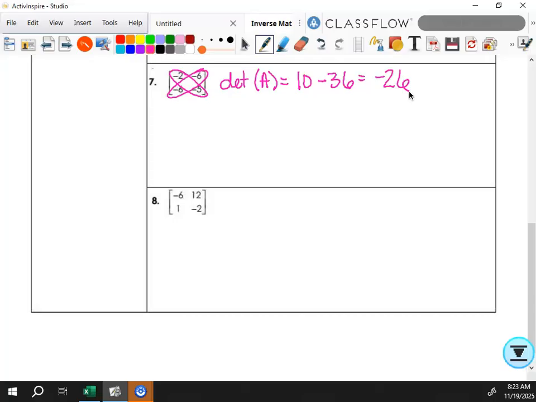Okay, do we agree that it's -26? No? Okay. All right, so then the inverse, we're going to take 1 over -26 and then set up what your next step should look like based on that pattern. You've got an example up above that's typed out for you, right?